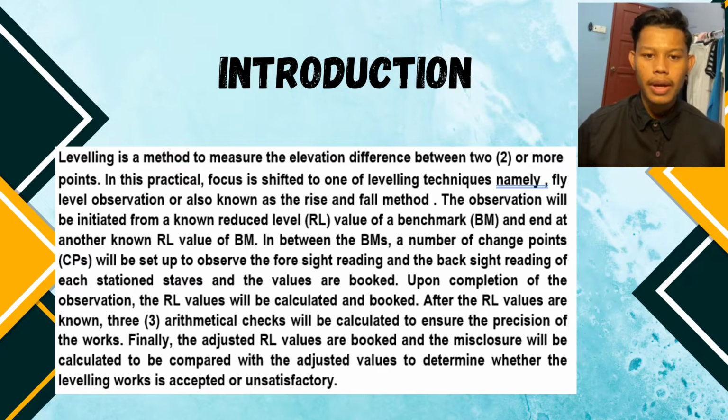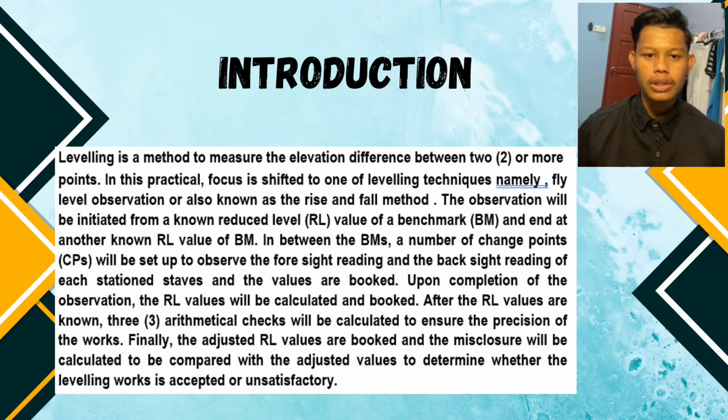In between the BM, a number of chain points will be set up to observe the foresight reading and the backsight reading of each staff section, and the values are booked. Upon completion of the observation, the RL values will be calculated and booked. After the RL values are known, 3 arithmetical checks will be calculated to ensure the precision of the works.